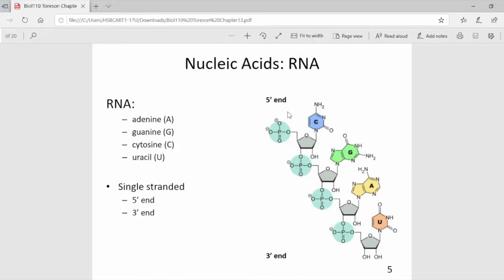in DNA. There is still a 5' and 3' end, of course, and we see that the nucleotides are abbreviated with C, G, A, and U, standing for cytosine, guanine, adenine, and uracil. So C, G, and A are similar as DNA, but if you recall, the 4th nucleotide in DNA is thymine, but in RNA we have uracil.